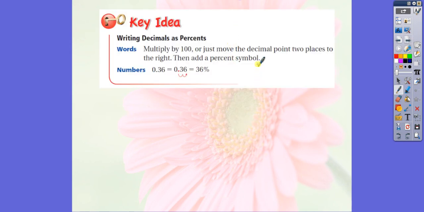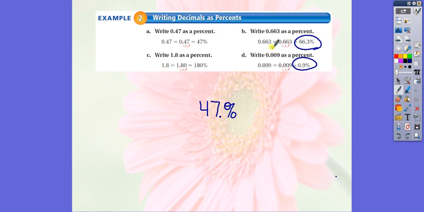And then the reverse idea, writing decimals as percents. Same process in the sense that you're going to move the decimal point 2 places, but instead of to the left, you're going to move it to the right, and then you need to put that percent symbol back on the end, because now it's a percent. If you just wrote 36, that's not the correct answer, because that value, this number 36%, doesn't really have a value of 36. It has a value of 36 hundredths.